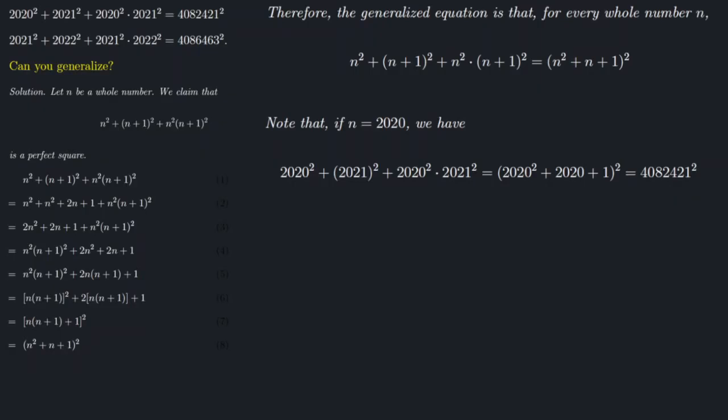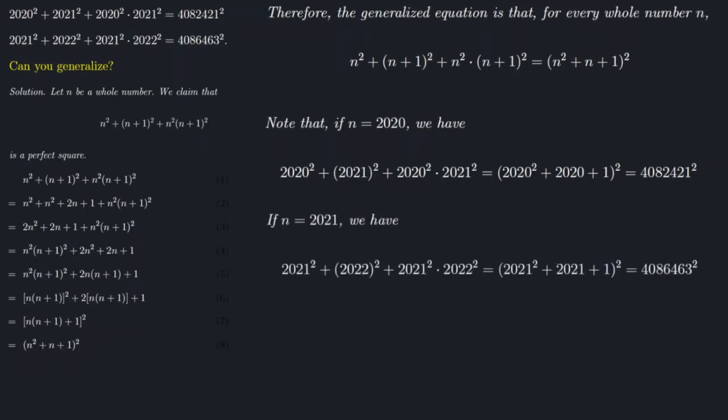Likewise, if n value is 2021, it's the same thing. We have 2021 squared plus the next whole number squared, and then plus 2021 squared times the next whole number squared equals the right-hand side of the given identity.